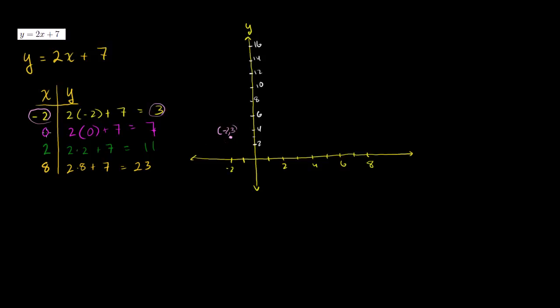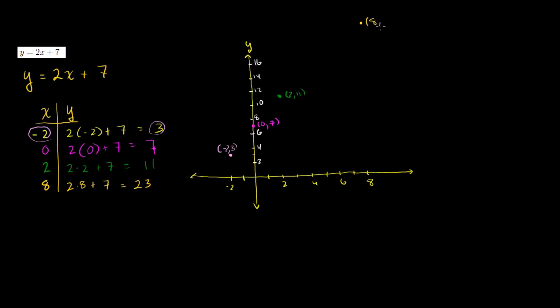Then our next point, 0, 7. Let me do it in that color. 0, 7. X is 0, y is 7. Right there. Then we have this one in green here. Point 2, comma 11. 2, comma 11 would be right about there. And I have this last point. This is actually going to fall off of my graph. 8, comma 23. That's going to be way up here someplace, if you can even see what I'm doing. This is 8, 23.